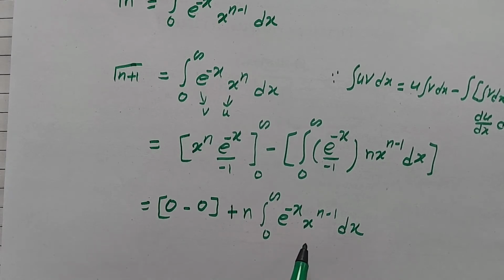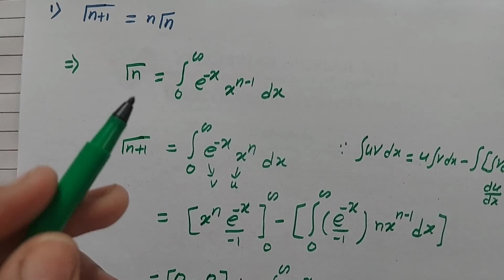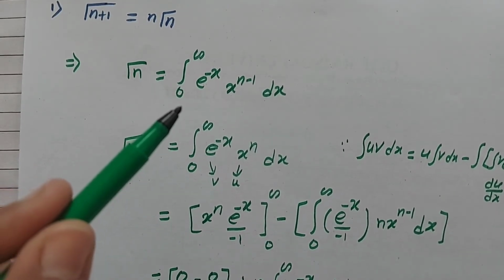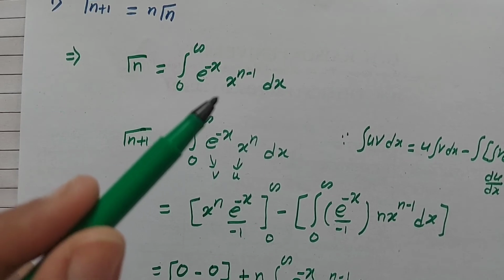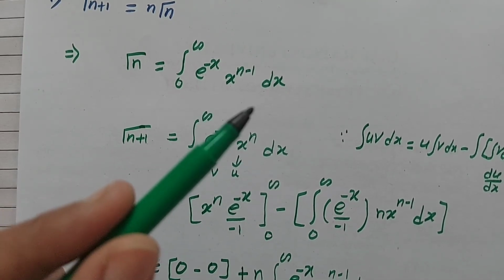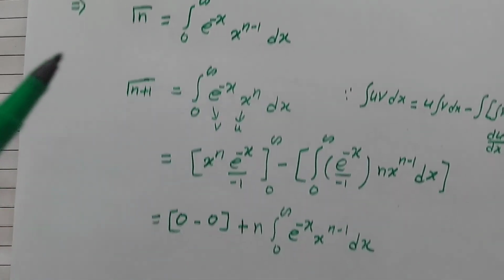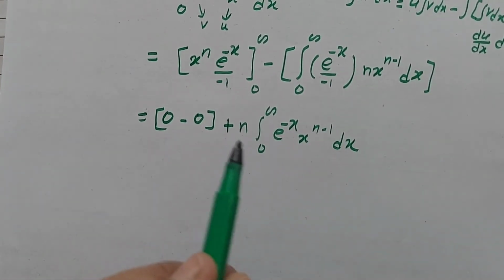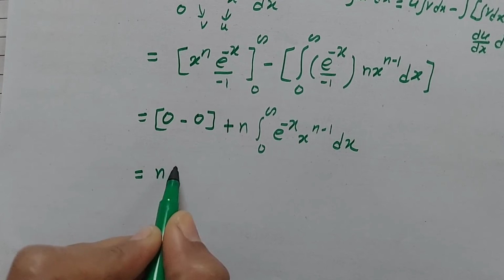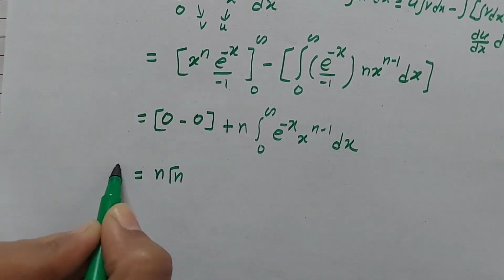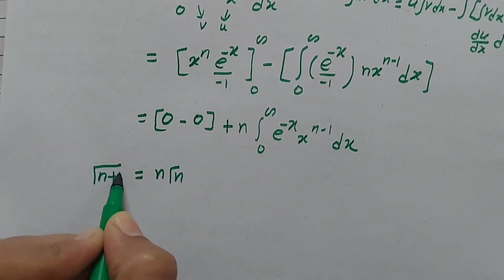Here this integral is nothing but the definition of the gamma function. See here, gamma of n is equal to the integral from 0 to infinity of e raised to the power minus x, x raised to the power n minus 1 dx. So it is gamma of n, and this is the definition of the gamma function. So here we write it as n gamma n. This is the proof of our first property.